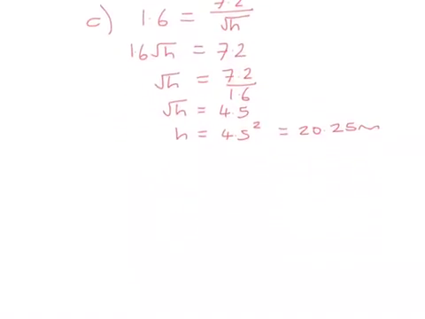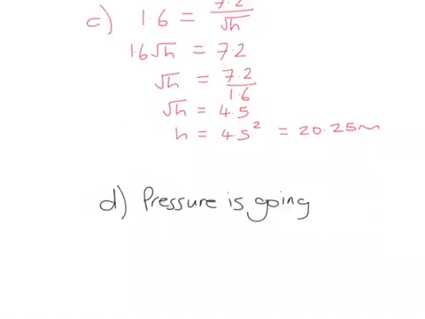For the last part, for part D, it says if the height quadruples, so if it becomes 4 times greater, what effect is that going to have on the pressure? So if the height quadruples, then that means the square root of 4 is 2. So we're going to be dividing by 2, which means the pressure is going to half. So for part D, all we have to say is the pressure is going to half, and that is because we are dividing by the square root of 4. And so that's dividing by 2, which will mean that we're halving the pressure.